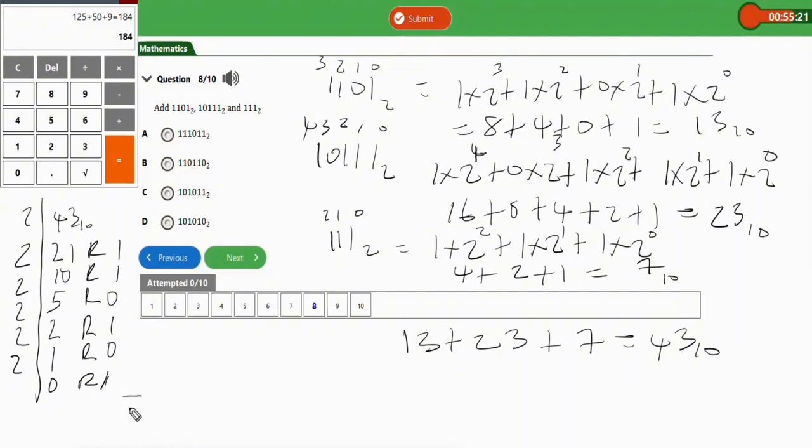Alright, so when you bring everything together, you go from below to up. So you're going to have 1 0 1 0 1 1 base 2. So the correct option to this question, this is 1 0 1 0 1 1, is option C. So it's as simple as this. Alright, so let's wipe this and solve the next question.